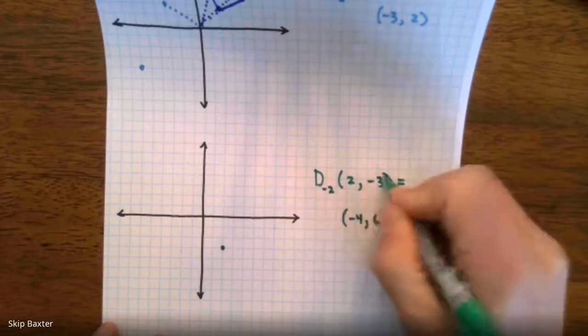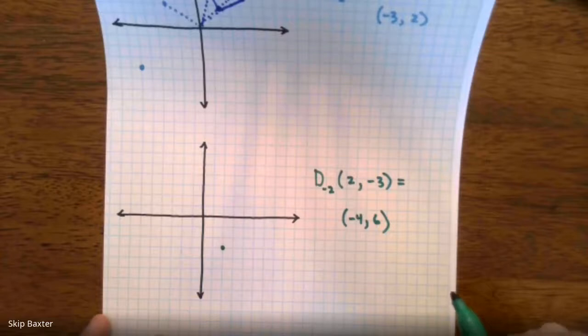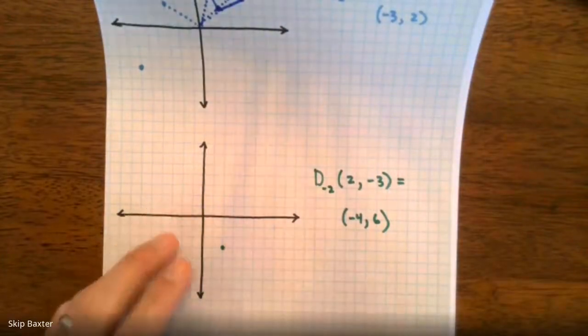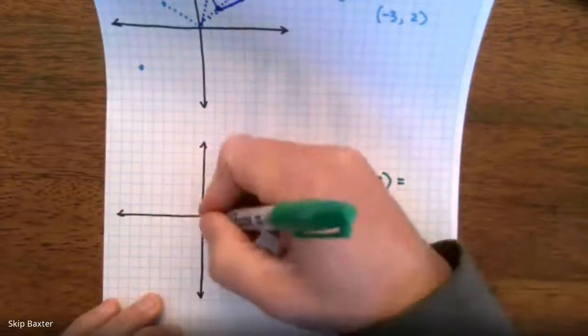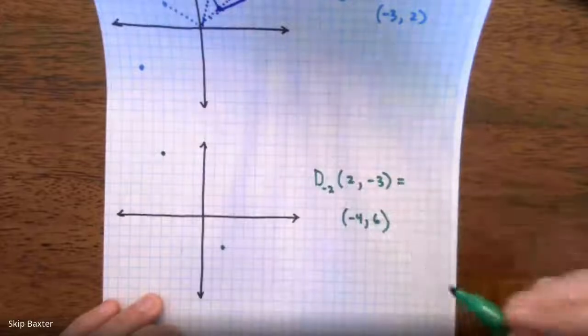If I multiply each of these coordinates by negative 2, well, what happens then is not only do points get twice as far away, but it actually gets reflected through the origin as well. So (-4, 6) ends up being over here. Okay.